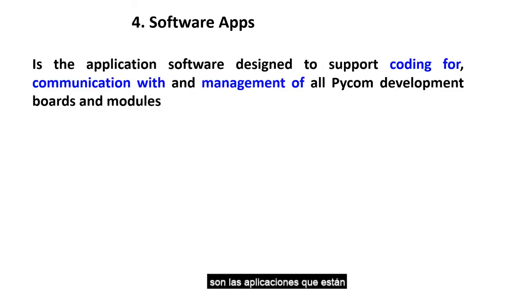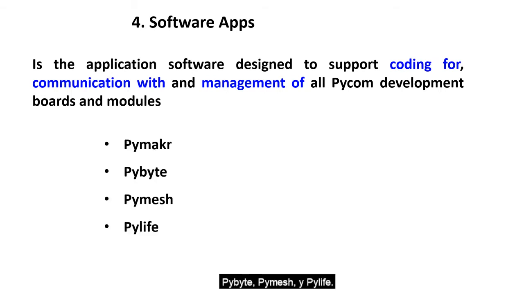The fourth component required by a processing unit are the software. These are the applications that are designed to be used to either code for, communicate with, and manage the modules. Some examples of these softwares that are provided by PyCom specifically for its development boards are PyMaker, PyBytes, PyMesh, and PyLife. Now let's spend some time to distinguish each of these softwares or applications. Let's start with PyMaker.